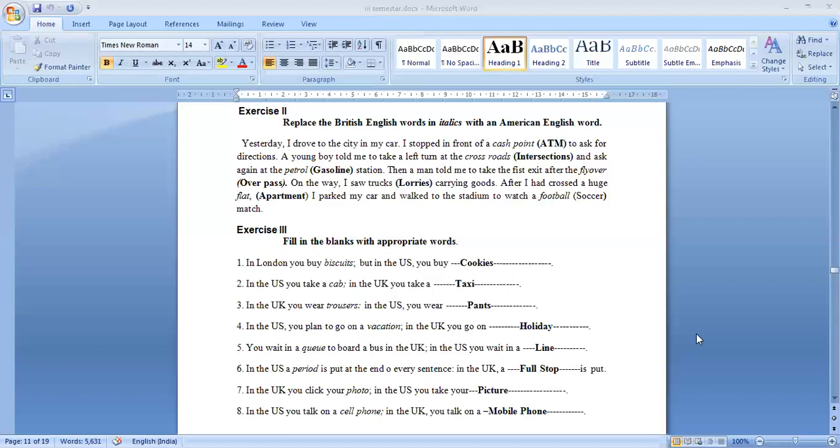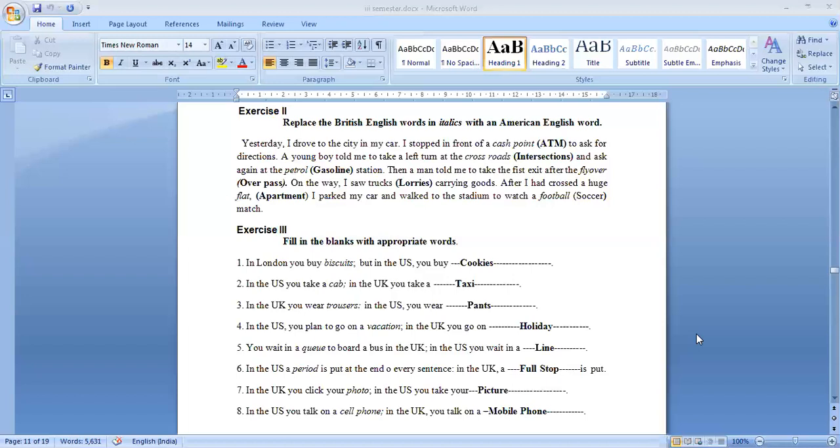British people call this a flyover, but American people call it an overpass. So the British flyover is called an overpass in American English. On the way, I saw trucks. British people call them trucks, whereas American people call them lorries, carrying goods.